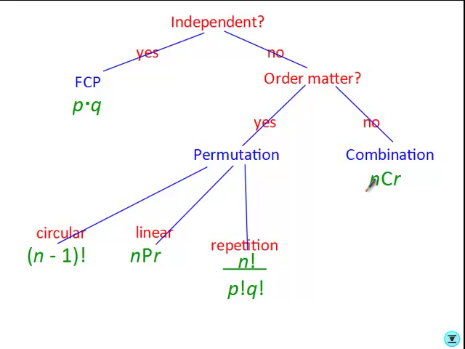It's ready for the calculator. If the order does matter, it's a permutation. If it's a plain linear permutation, where you choose all or just some of the elements, it's ready for the calculator. If you use repetition, it's going to be the total number divided by the repetitions. And then finally, if it's circular permutation, this is your way to go. This is what you need to memorize. This is how you count.